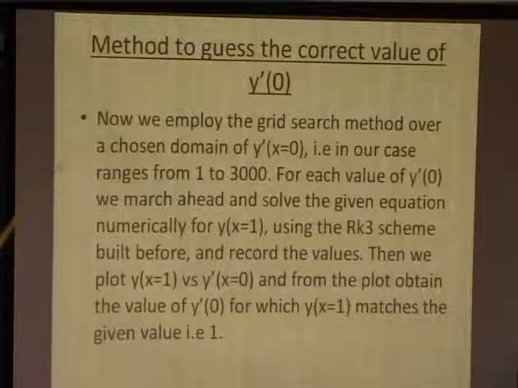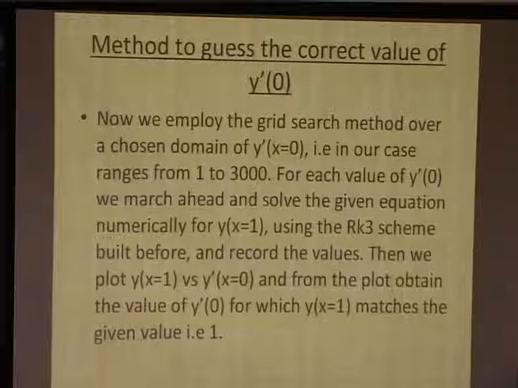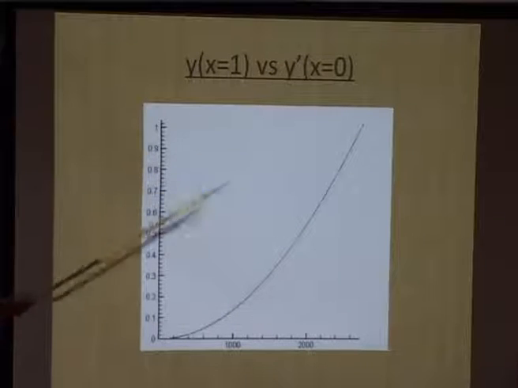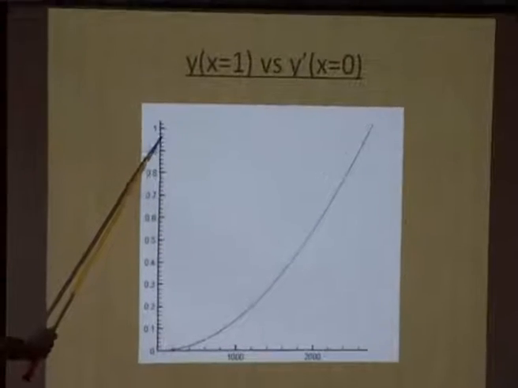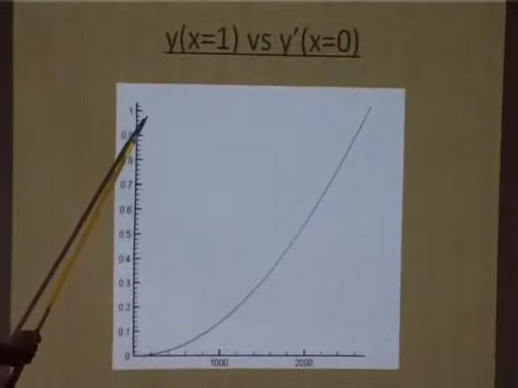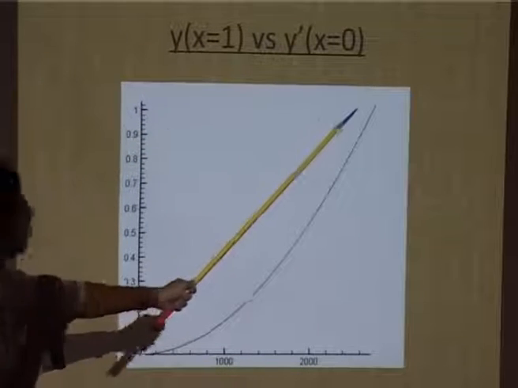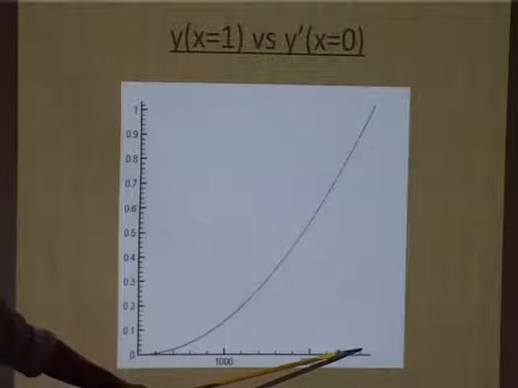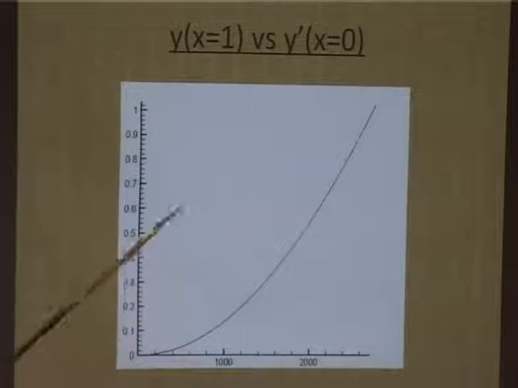We obtained values of y at x equal to 1 for all the values of y prime at x equal to 0, and we plotted it. This is the plot for y at x equal to 1 versus y prime at x equal to 0. Given the boundary condition y at x equal to 1 is equal to 1, if we interpolate, we get some value. Numerically, I have got the value of 2684, which is quite close.